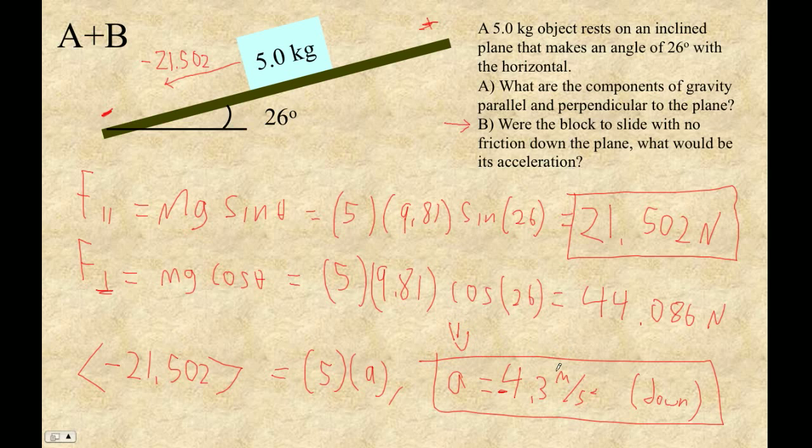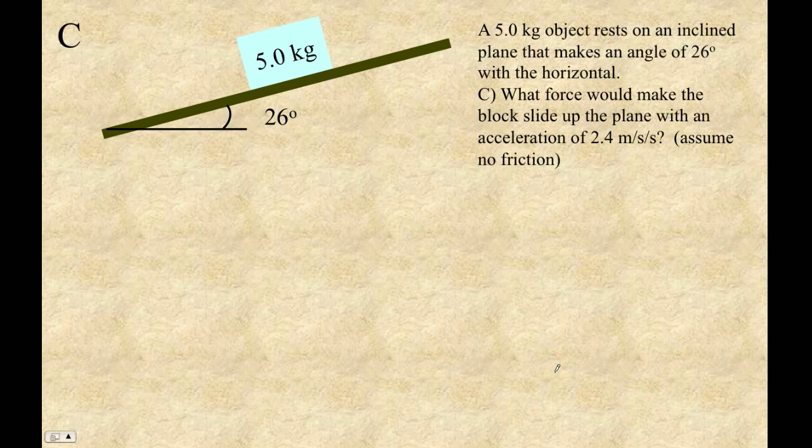Okay, let's do one that's just a little bit harder. This one asks what force we need to exert to make the block slide up the plane. Our forces are the parallel force, which is mg sine theta, which we've just figured out is 21.502 newtons. The perpendicular force is not acting along the plane, so we're not even going to calculate that. Now we've got some unknown force, and we'll pretend we don't know it's up the plane, even though we know it'll end up being positive. This is the positive direction, that's the negative direction.